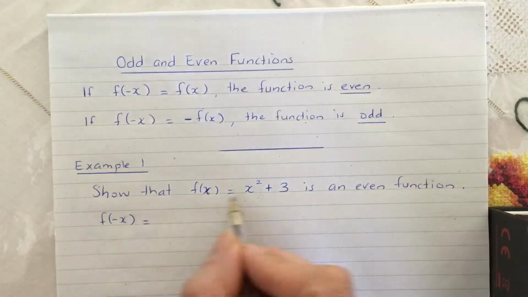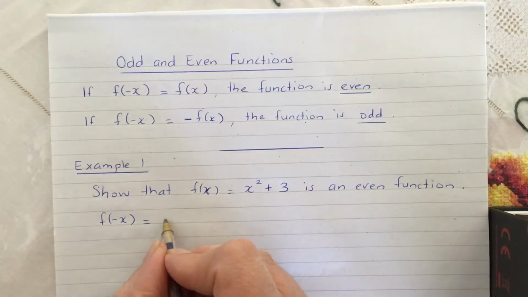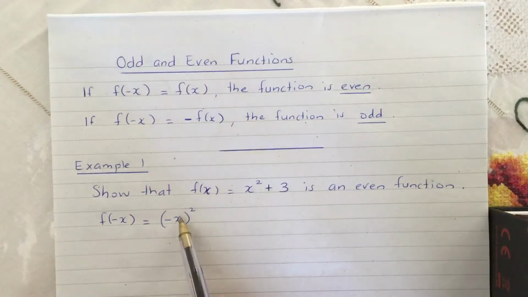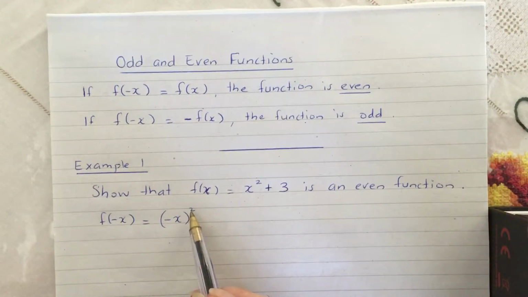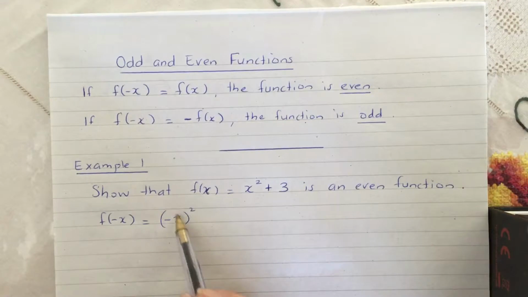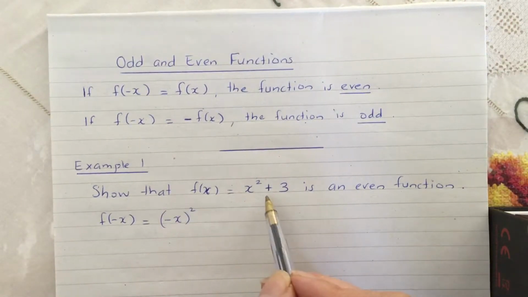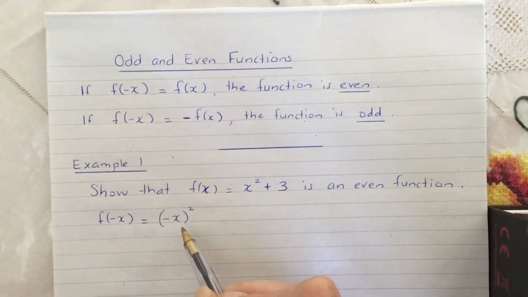So we're going to put minus x where the x is, and we're going to write minus x all squared. So your x is now a minus x, and you notice I put brackets around. Why? Because we have a power. So every time you substitute your minus x into an x in your equation, wherever that is, put brackets around your minus x. It makes it much easier to simplify.